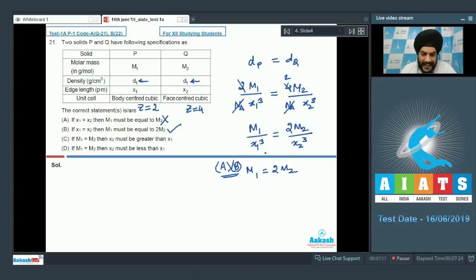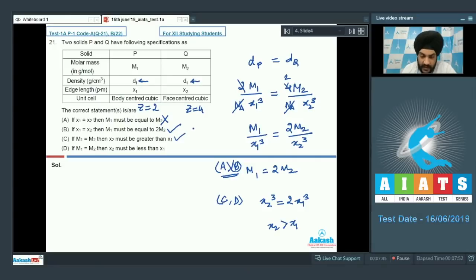If we talk about option C and D, in option C and D, the examiner talks about M1 and M2 being equal, and then he is interested in the relationship between X2 and X1. So if we put the value of M1 equal to M2, we're going to have X2 cube is equal to 2 times X1 cube, which means that X2 should be greater than X1. Option C says if M1 equal to M2, then X2 must be greater than X1.